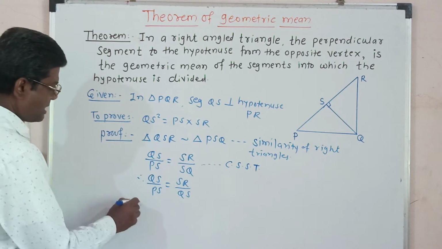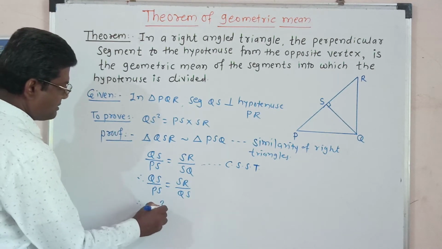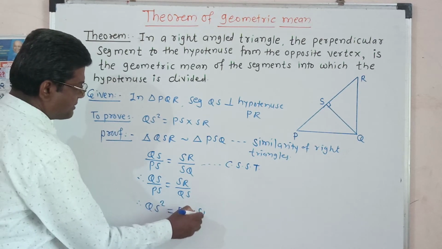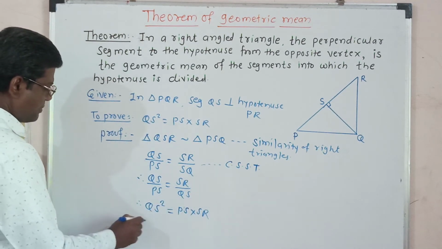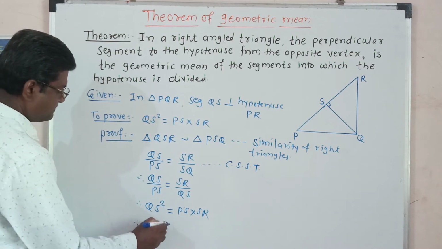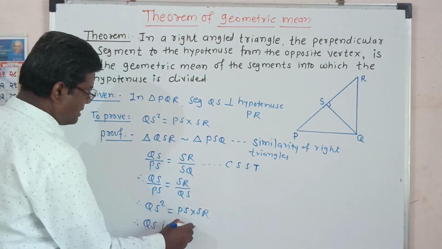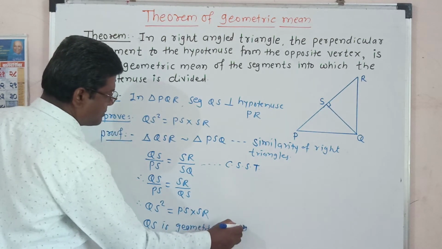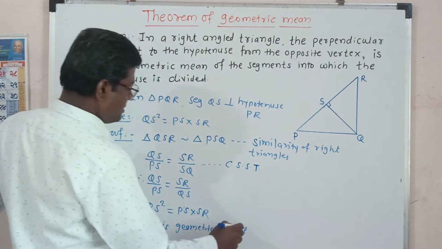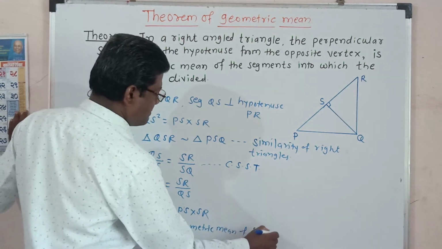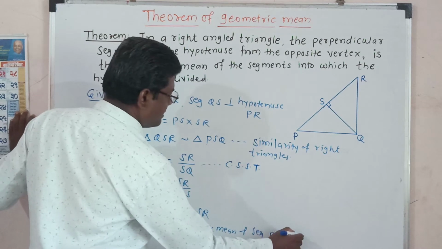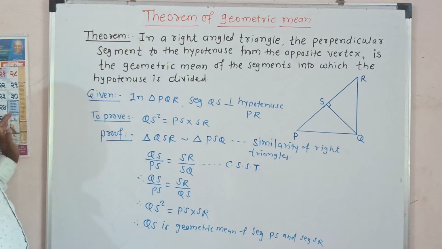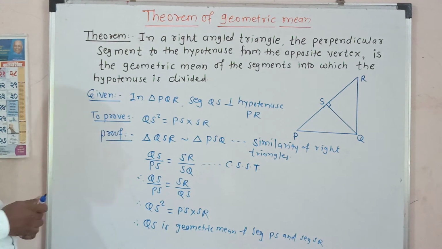By cross multiplication, QS square is equal to PS into SR. Therefore, QS is the geometric mean of segment PS and segment SR. So this is the theorem of geometric mean.